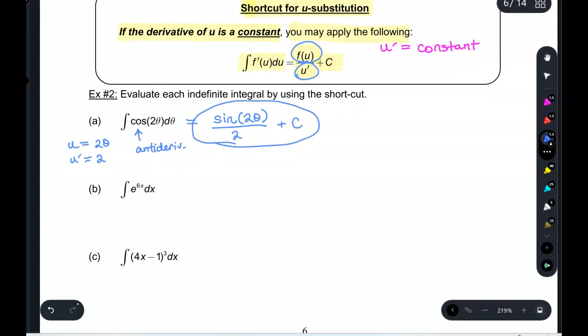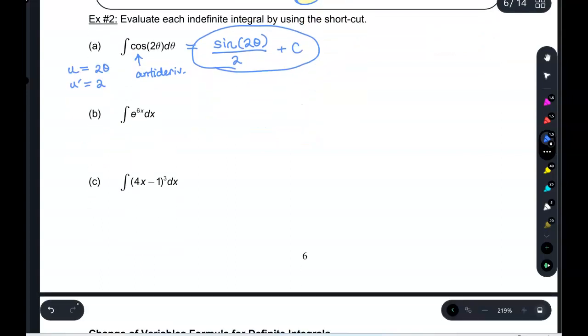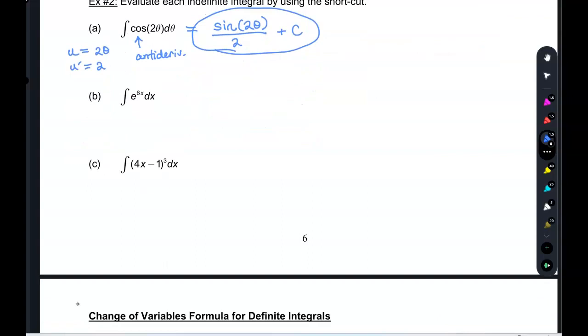So it's kind of like the opposite of the chain rule. If you recall when we did chain rule, we'd have to multiply by the derivative of the inside. In this case, we're dividing by the derivative of the inside. Here, our u would be 6x, so u prime would be 6. So the antiderivative of e to a power is e to that power divided by the derivative of 6x, which is 6.